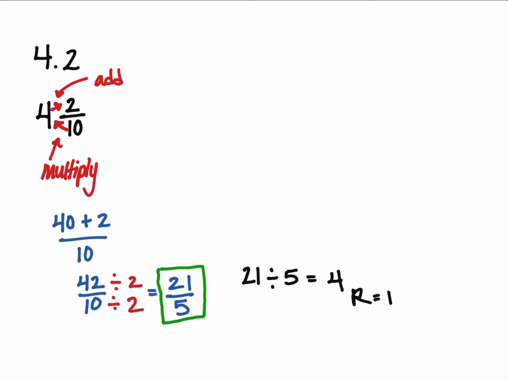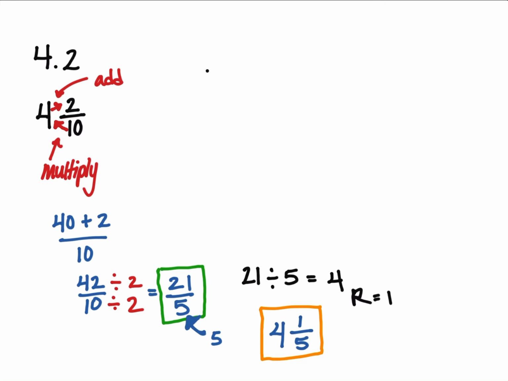So now what you do is you take the whole number and then you take the remainder and you put it over whatever the denominator was. And the denominator was 5. So this goes over 5. And that's how you turn that into a mixed number. Okay? So we went from a decimal to a fraction, from an improper fraction to a mixed number. So now what we want to do is go from a fraction to a decimal.